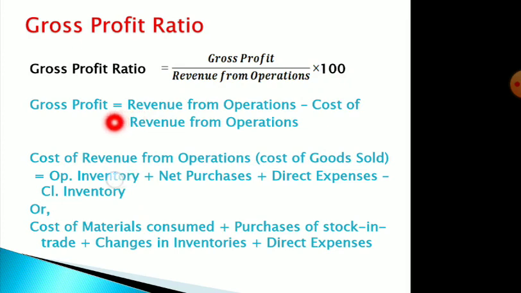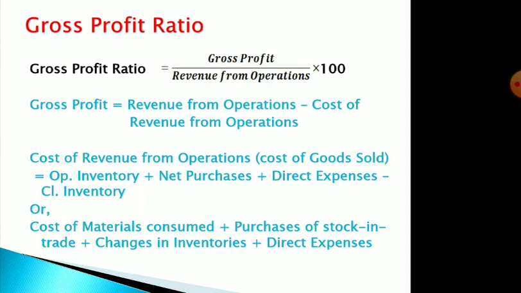Now, how to find gross profit? Gross profit is equal to revenue from operations minus cost of revenue from operations. That means from sales or net sales we will deduct the cost of goods sold. How to find the cost of revenue from operations or cost of goods sold? That is opening inventory plus net purchases, that is purchases minus purchase return, plus direct expenses minus closing inventory. There is another formula, that is cost of materials consumed plus purchases of stock in trade plus changes in inventories plus direct expenses.